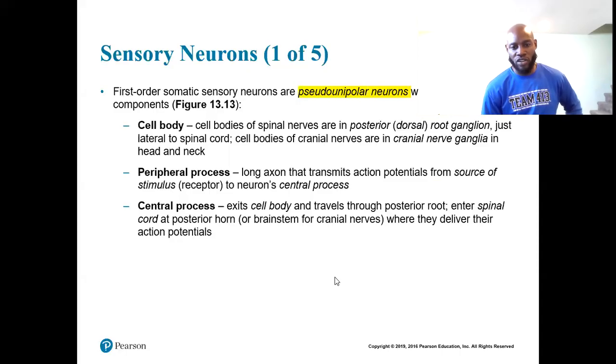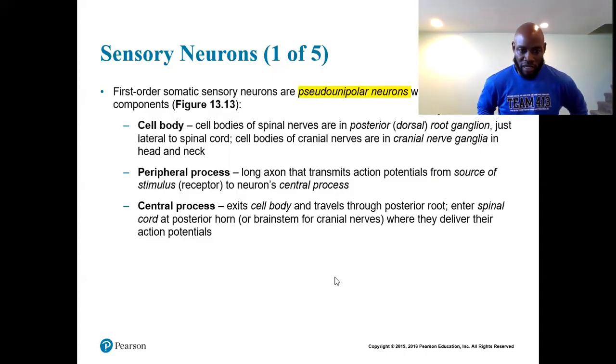Cell bodies of cranial nerves are in the cranial nerve ganglia in the head and neck. And then the peripheral process, a long axon that transmits action potentials from the source of stimulus to the neuron's central process.